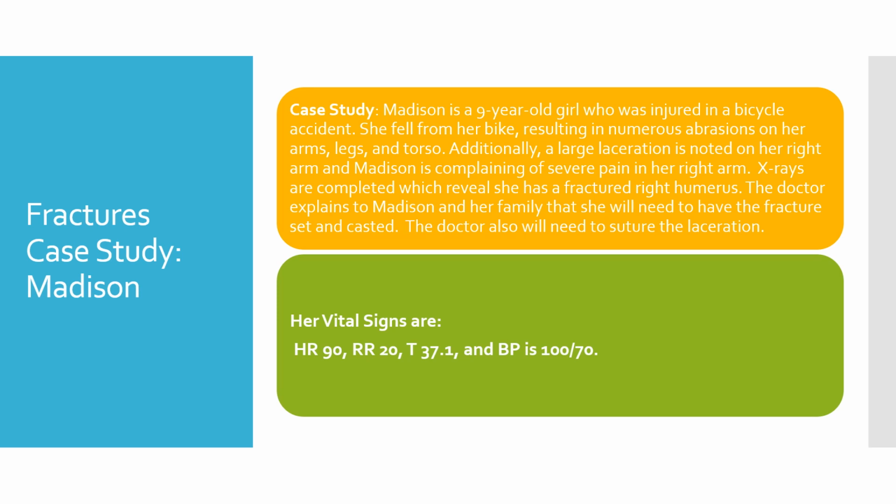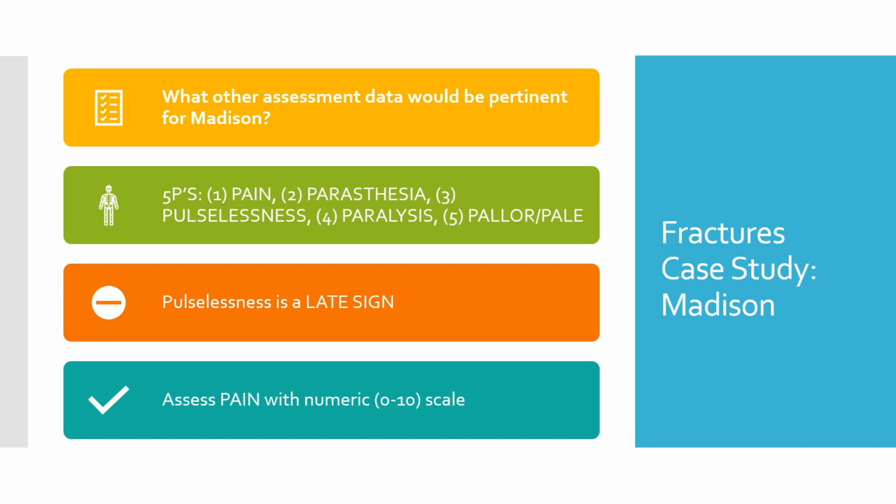The doctor explains to Madison and her family that she will need to have the fracture set and casted. The doctor will also need to suture the laceration. So let's look at these vital signs here. Heart rate is 90, respiratory rate is 20, temp is 37.1, and blood pressure is 100/70. Those are normal findings. So what other assessment data would be pertinent for Madison?